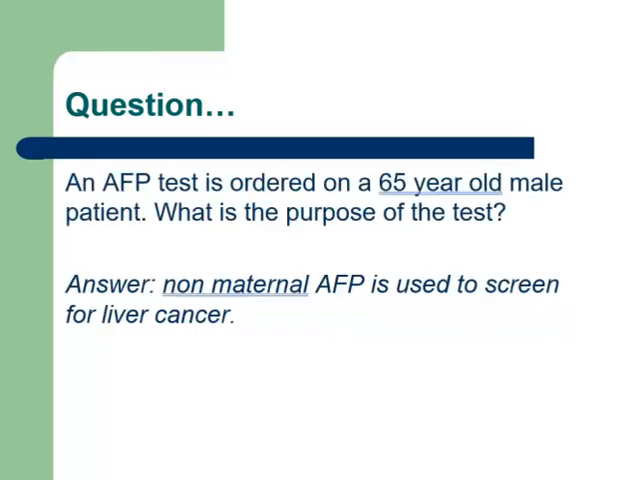Here's just another question to think back about what we've already learned in this lecture. An alpha-fetoprotein test is ordered on a 65-year-old male patient. What is the purpose of the test? The purpose is this is a non-maternal AFP test. It is used to screen for liver cancer. Remember, we don't have to just screen mothers for these alpha-fetoproteins. We can also use it as a tumor marker for cancer patients.